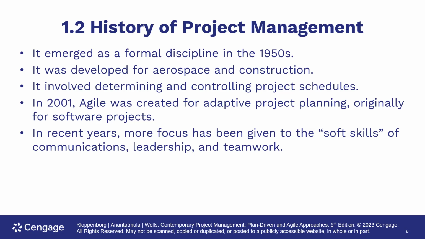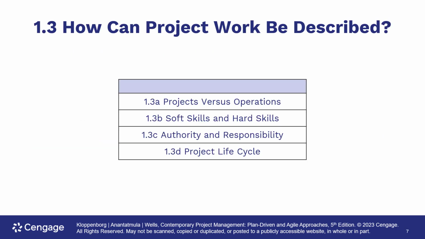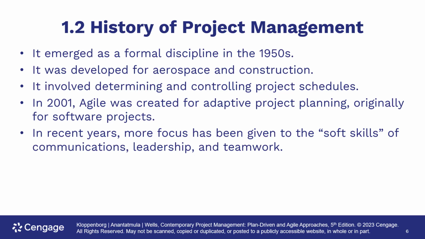So let's talk about the history of project management. It emerged as a formal discipline in the 1950s. It was developed for aerospace and construction. It involved determining and controlling the project schedules. In 2001, Agile was created for more adaptive planning and originally for software projects. In recent years, more focus has been given to the soft skills of communication, leadership, and teamwork.